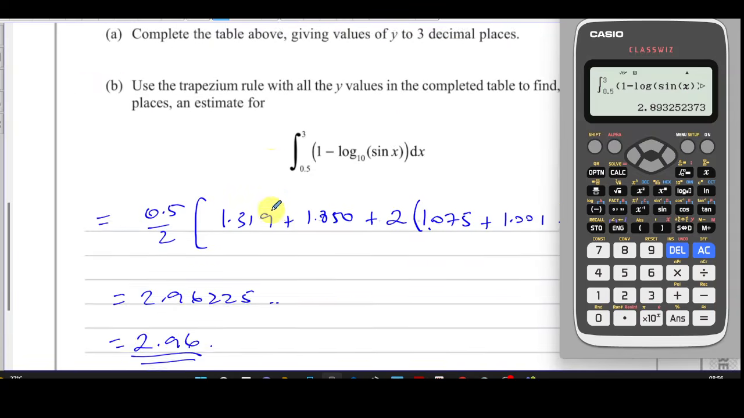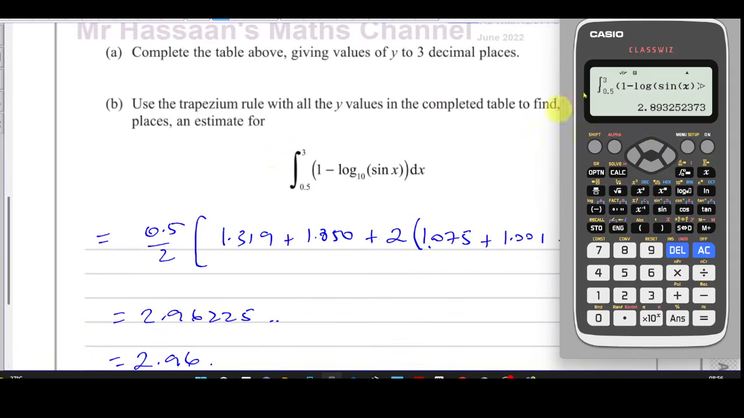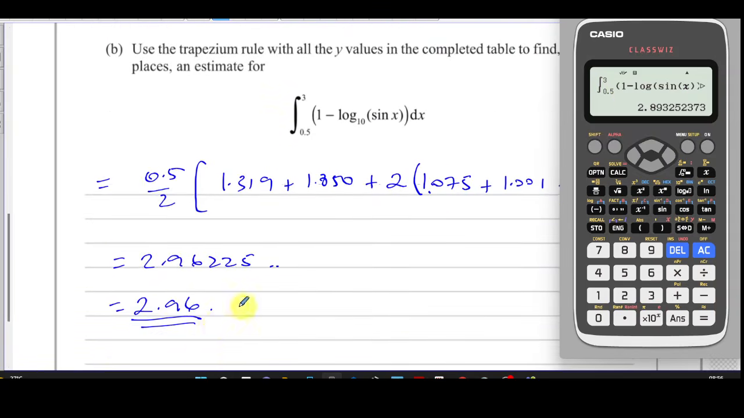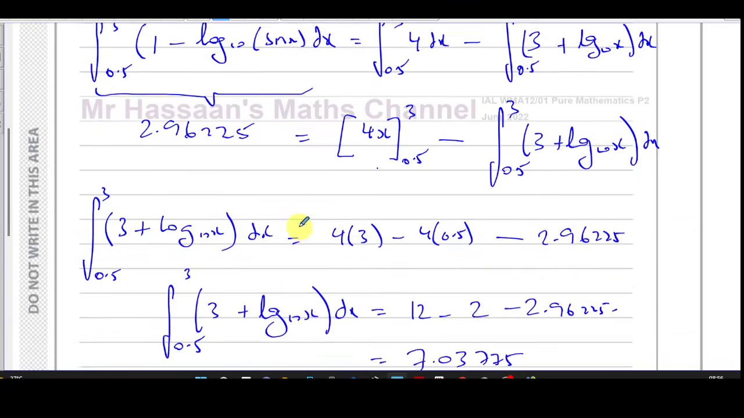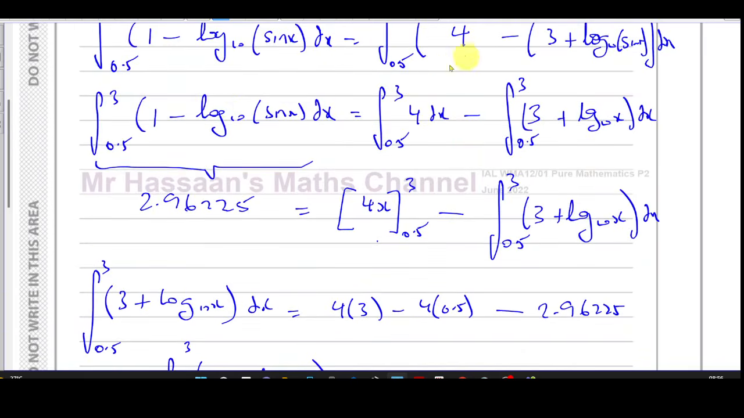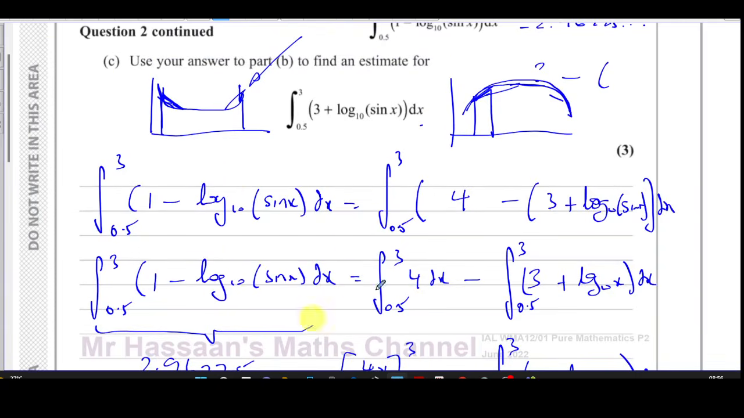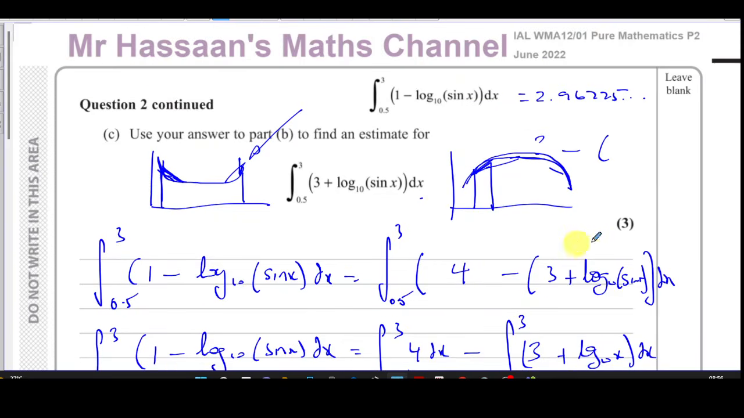So that's how we deal with such questions, and that's a way for us to check to see how close our answer is. Of course, with the trapezium rule, it's not going to be exactly the same. It's going to be close. I hope that was clear. This manipulation thing is something which is almost always coming up, so you have to get used to dealing with such questions. So that concludes question number 2 from this P2 paper from June 2022.